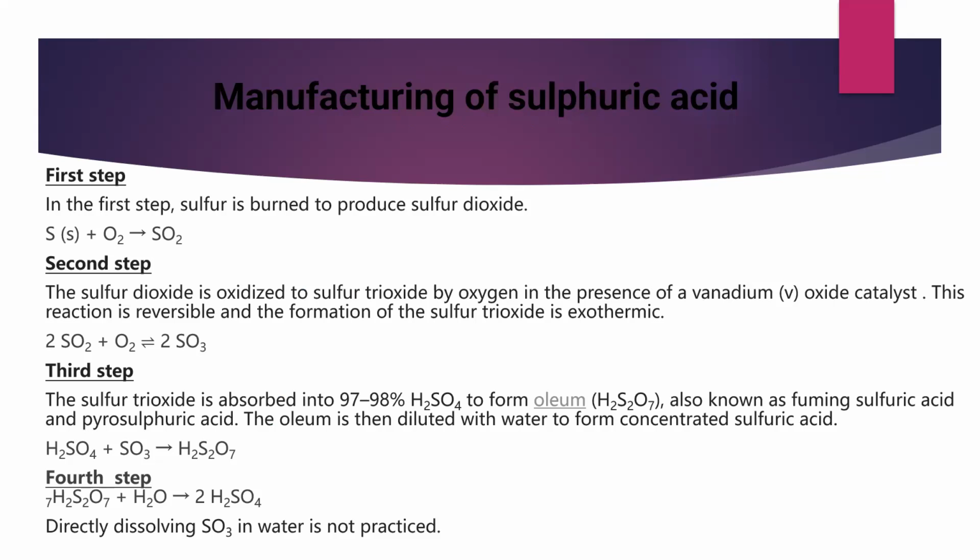In the third step, the sulfur trioxide is absorbed into 97% to 98% H2SO4 to form oleum, also known as fuming sulfuric acid and pyrosulfuric acid. The oleum is then diluted with water to form concentrated sulfuric acid. In the fourth step, directly dissolving sulfur trioxide in water is not practiced.